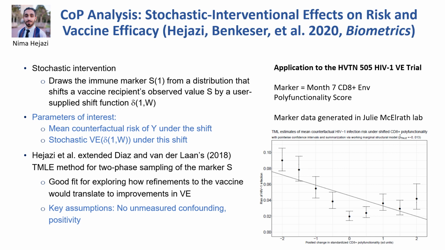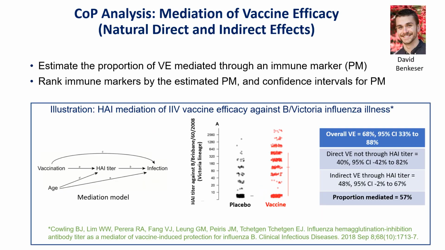And then we estimate how does the risk of the disease change based on some specified shift, and then how does vaccine efficacy change based on some shift. And then this is showing an analysis of an HIV vaccine efficacy trial where we have T cells, and the result is showing that a shift upwards in the T cell response would not have improved the vaccine efficacy.